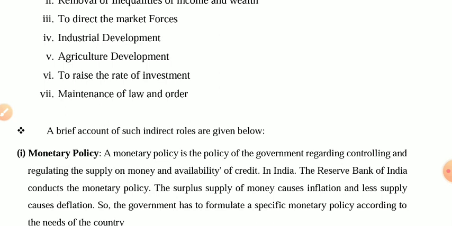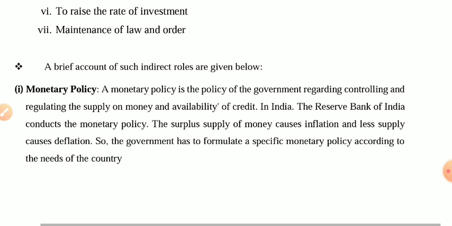Next is to raise the rate of investment. Government also increases the rate of investment in the economy. Next is maintenance of law and order. We also know that the government maintains law and order with the help of police and army. So by taking the help of these forces, government maintains law and order. Okay students, these are the direct roles played by the government.